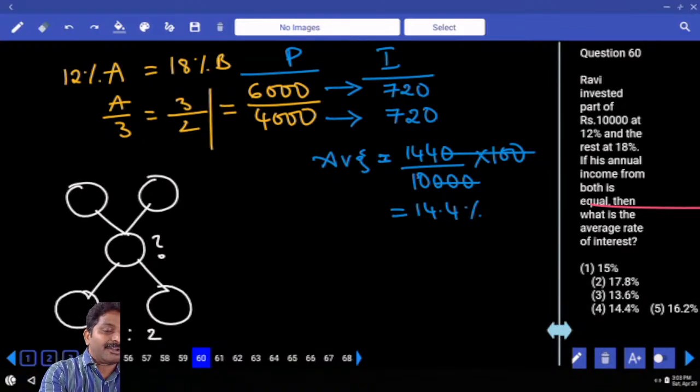First scheme, rate of interest offered 12%; second scheme 18%. What is the difference between both? 6 must be divided in the ratio 3:2. 3 parts, 2 parts, total 5 parts. If 6 is divided into 5 parts, each part is 1.2 only. 3 parts means 3.6, 2 parts means 2.4. This value is 14.4.